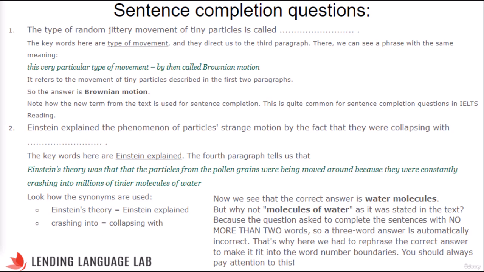Now we see that the correct answer is water molecules, but why not molecules of water, as it was stated in the text? Because the question asks to complete the sentences with no more than 2 words. So a 3-word answer is automatically incorrect. That's why here we had to rephrase the correct answer to make it fit with the word number boundaries. You should always pay attention to this.